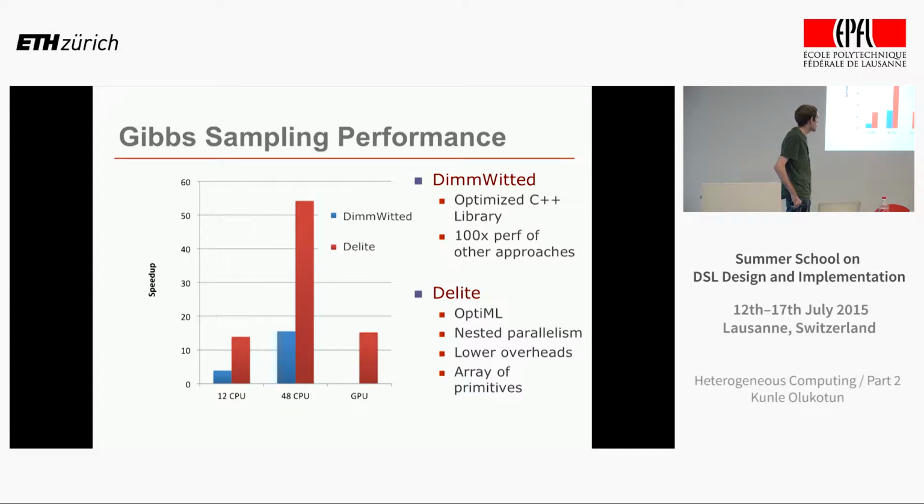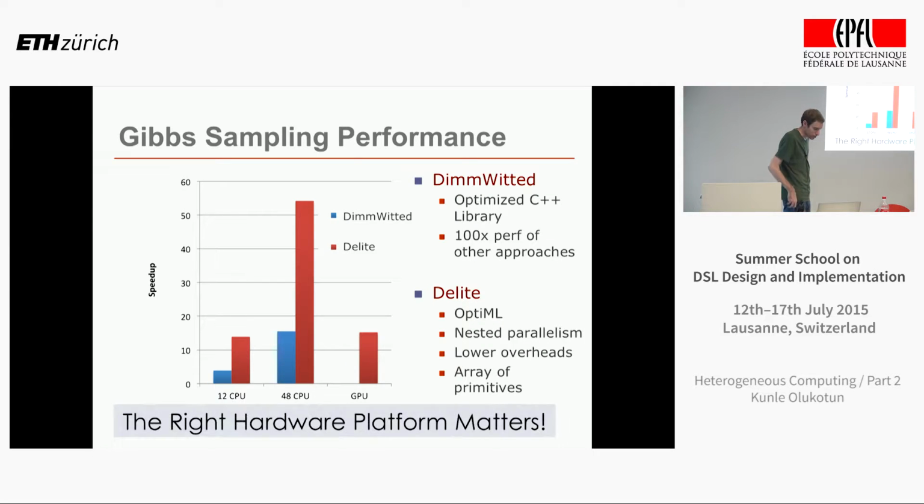Kunle showed you an app where the GPU just destroyed the CPU. Now I'm showing you one where the GPU does not do that well. So the takeaway here is that the right hardware matters a lot. You can't just say, all right, GPUs are the way to go, let's just write code for that. You can't just go for CPUs either. You've got to pick the right algorithm, get the right implementation, and find the right hardware for your program. And this is why we think Delite is important, because you don't want to rewrite everything every time to do all this.